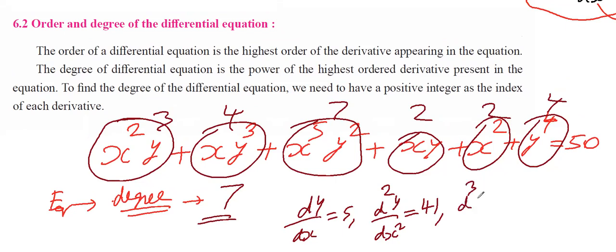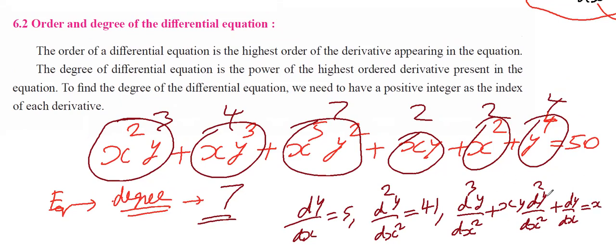Then you can have d3y upon dx cube plus xy d2y by dx square plus dy by dx is equal to, say, x. This is your third order derivative. You understood this, right? How many times you are taking the derivative, how many times you are differentiating y with respect to x, that is called order. This we have already studied in the previous chapter also. Now what we have not studied is this degree.